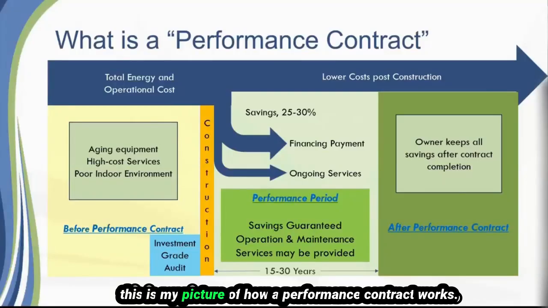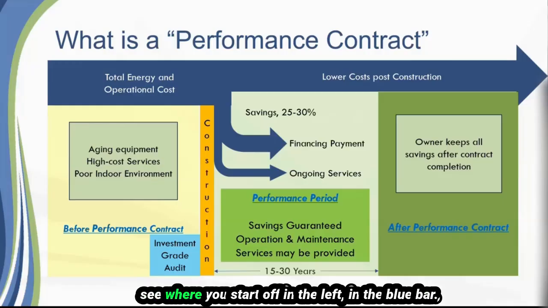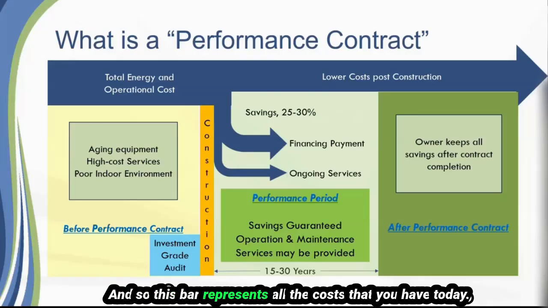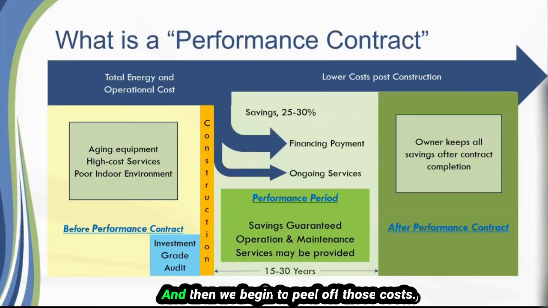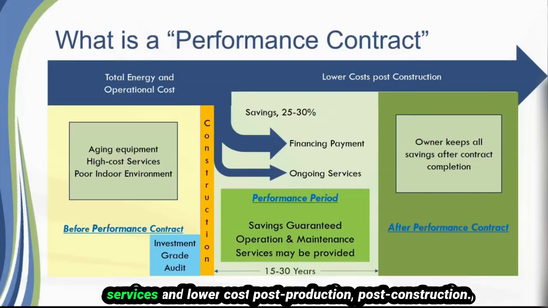This is my picture of how a performance contract works. It's in the form of a Sankey diagram. You see where you start off on the left in the blue bar, you have the total energy and operational costs. This bar represents all the costs that you have today. And then we begin to peel off those costs. We peel those off into a financing payment and an ongoing services and lower cost post-construction.